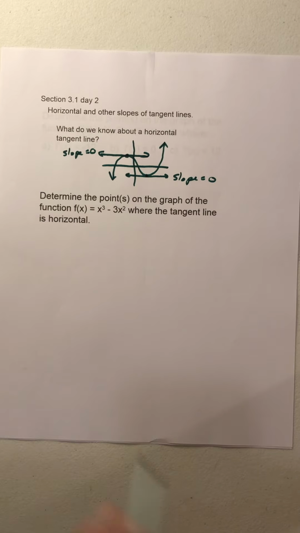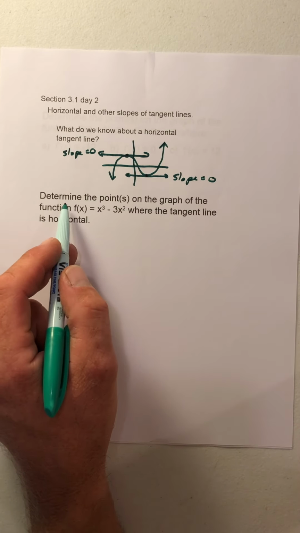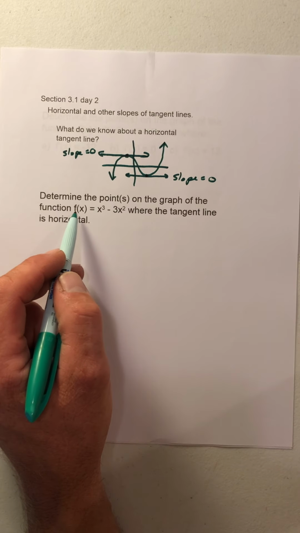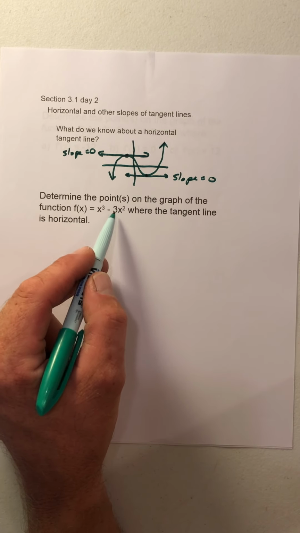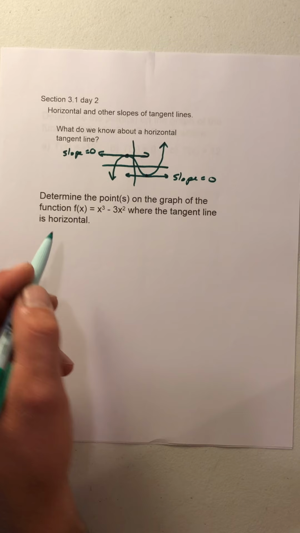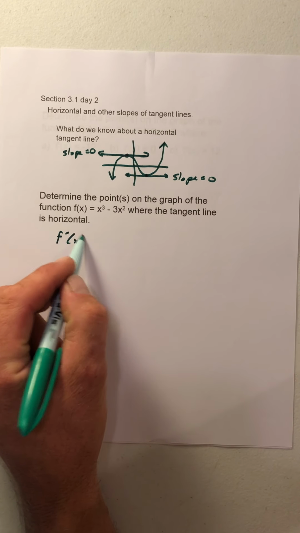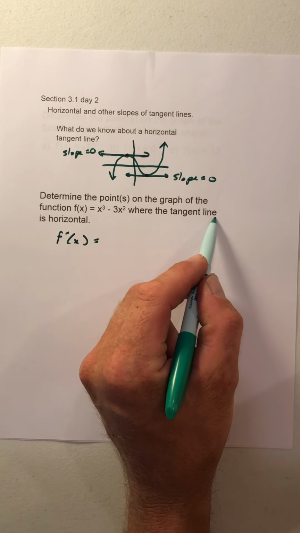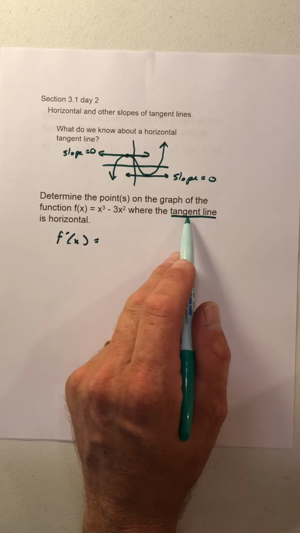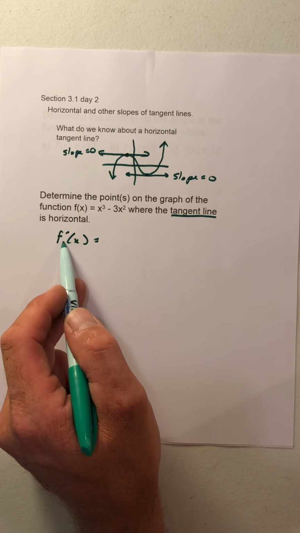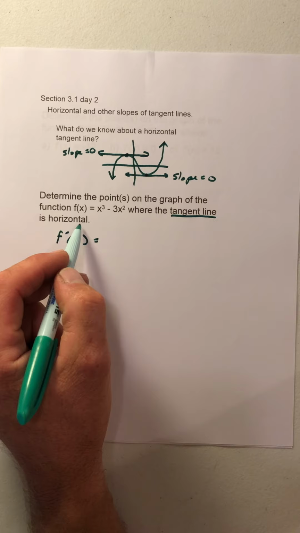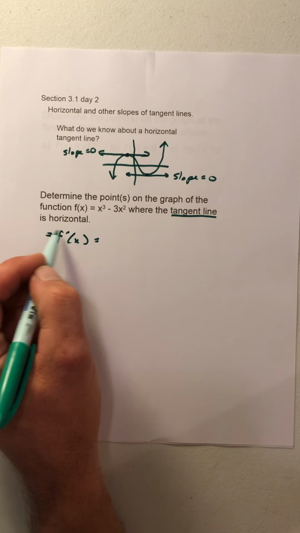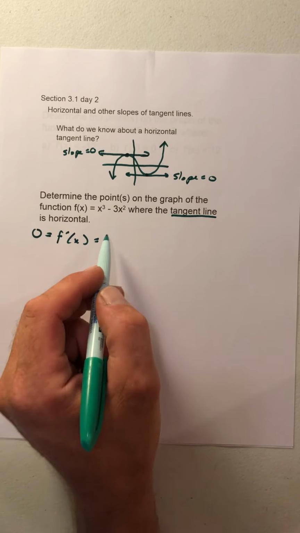So let's go ahead and tackle one and see what happens. Here we're going to determine the points on the graph of the function f of x equals x to the third minus 3x squared, where the tangent line is horizontal. Again, a couple of things that we're going to see. We want to see these words tangent line. That tangent line is telling us derivative, and then horizontal, we know that that derivative is going to equal 0.